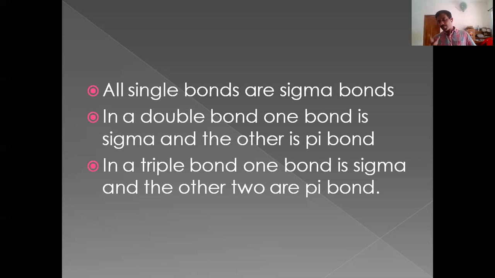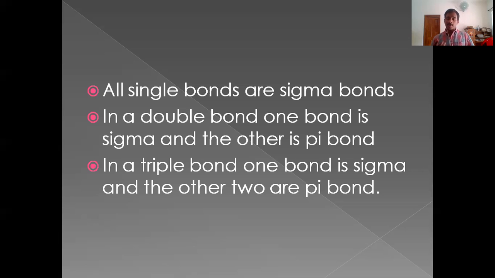So what is the requirement for chemical bond formation? Orbitals with unpaired electrons. When orbitals with unpaired electrons overlap, chemical bond formation will take place. So if the valence shell of an atom contains two unpaired electrons, it can form two bonds. If the valence shell of an atom contains three unpaired electrons, it can form three bonds. So the number of unpaired electrons determines the number of bonds.